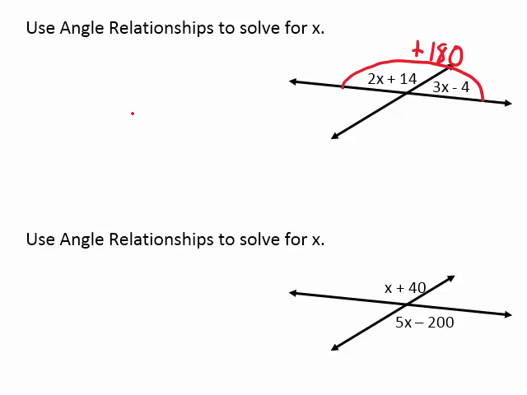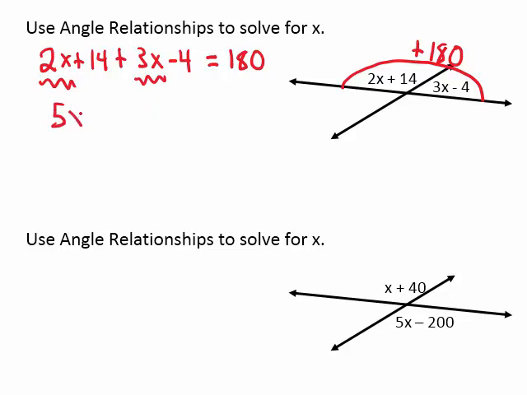If we wanted to solve for x, we could write an equation where adding the two angles together is equal to 180 degrees. So 2x plus 14 plus 3x minus 4 is equal to 180 degrees. In order to solve this equation, we're going to combine our x's, the 2x and the 3x to give us 5x. We combine the 14 and the negative 4 to give us plus 10 is equal to 180 degrees.